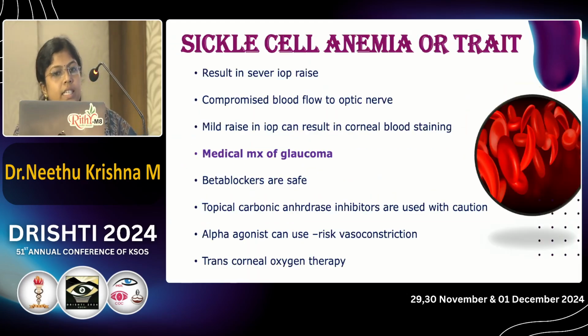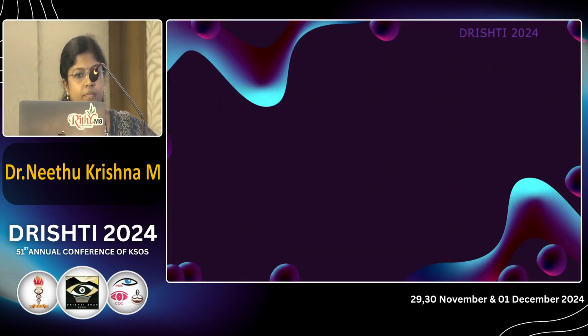So, a few words on sickle cell trait. Even a low-grade hyphema can result in a severe intraocular pressure rise in sickle cell trait. We can give anti-glaucoma medications; beta blockers are safe. Topical carbonic anhydrase inhibitors and alpha agonists are used with caution, and along with these we can give transcorneal oxygen therapy. Thank you.